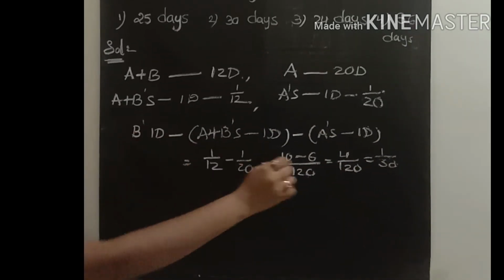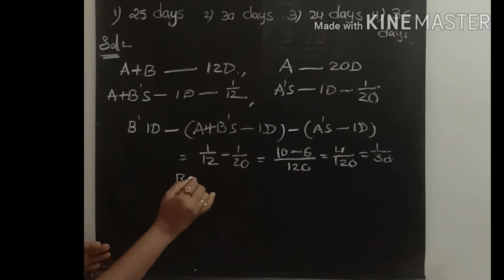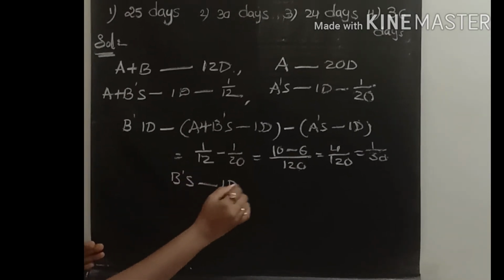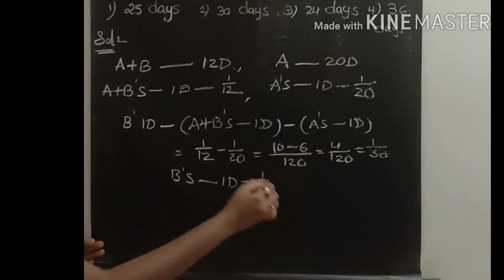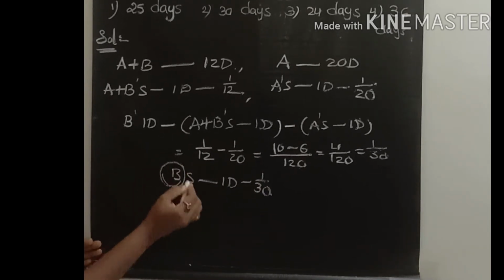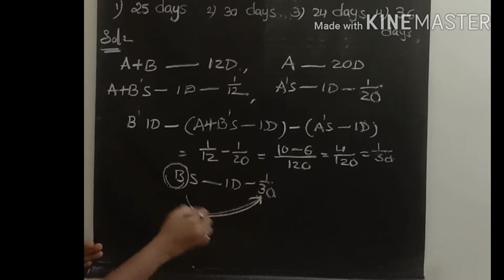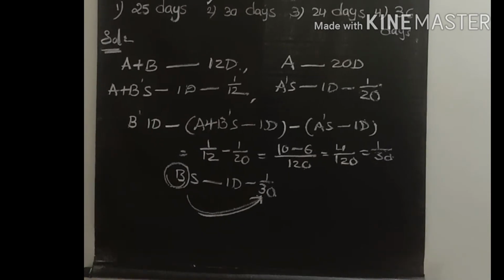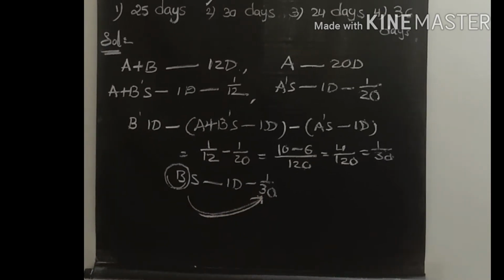That is, B's 1 day's work is equal to 1 by 30. Therefore B can complete the total work in 30 days. So the answer is 30. B can complete the work in 30 days.